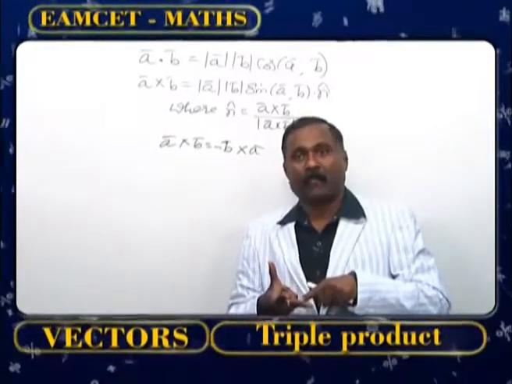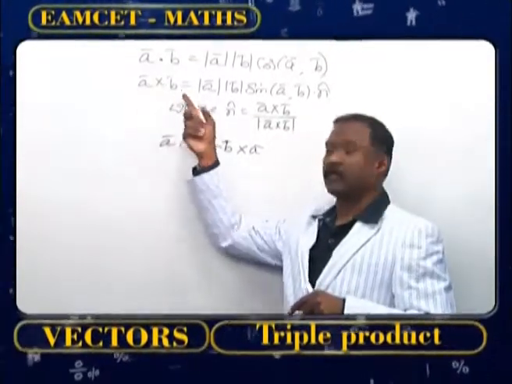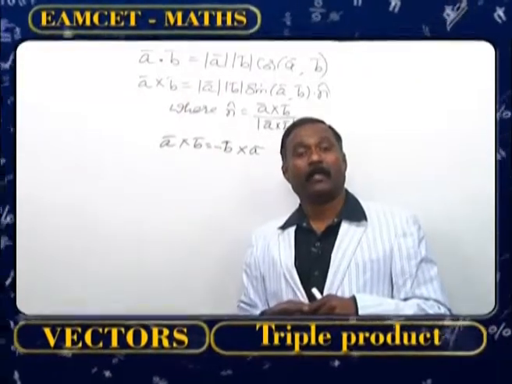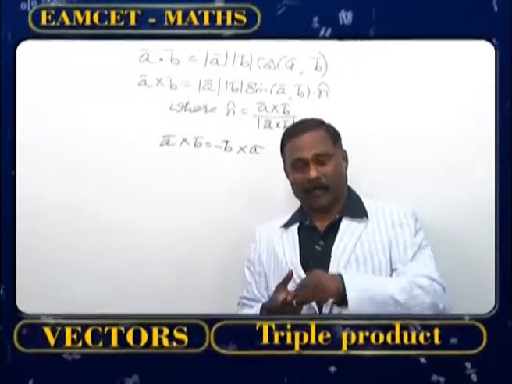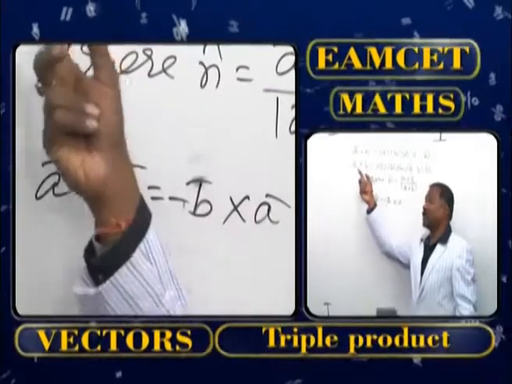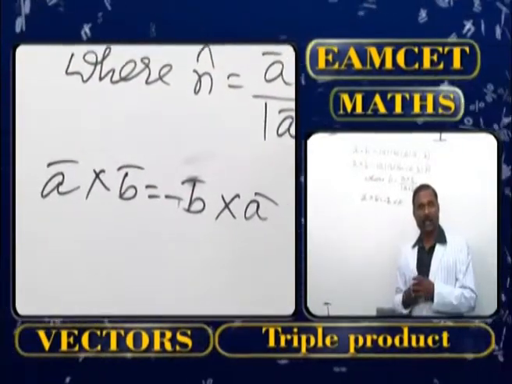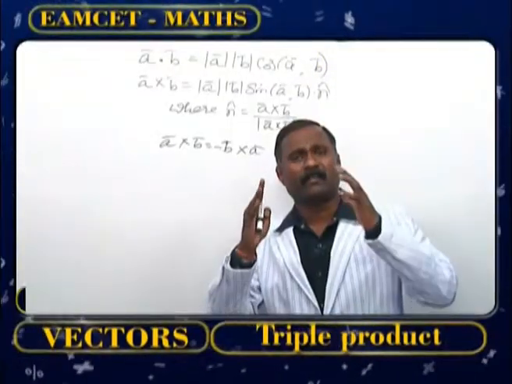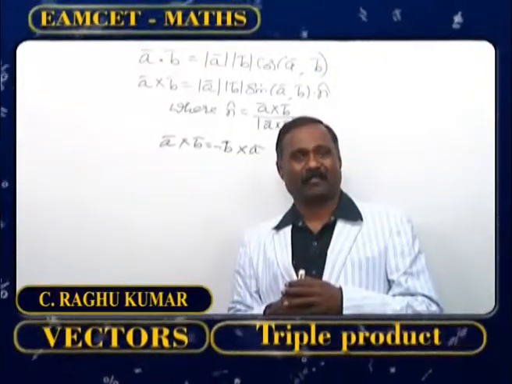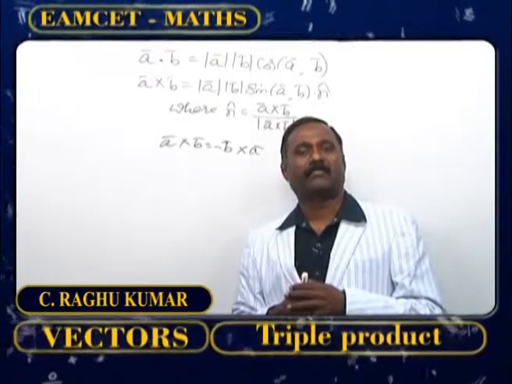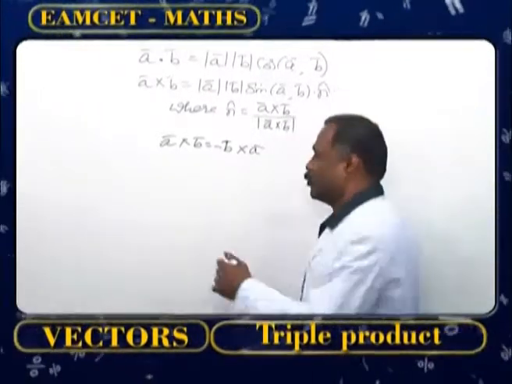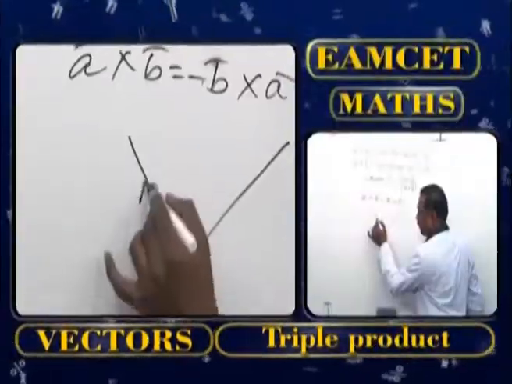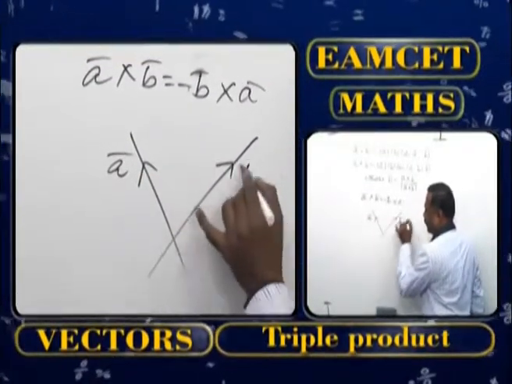Remember that. Whenever you find the cross product of two vectors, a bar and b bar, the resultant will be perpendicular to the plane containing a bar and b bar. That's the understanding you must have. So here is the definition of right-handed system and left-handed system. Understand that clearly, please.